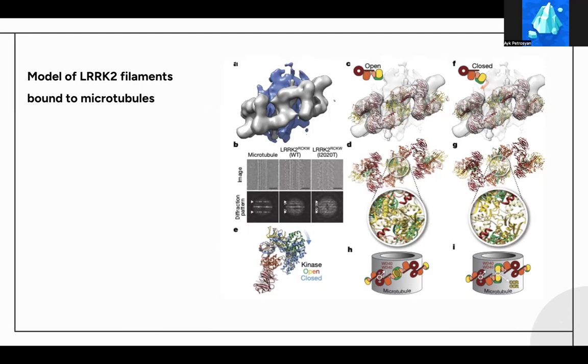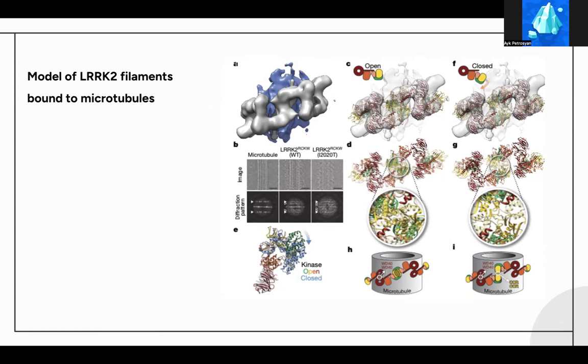Experimental cryo-EM images of purified microtubules incubated with wild-type or I2020T mutant LRRK2 RCKW showed that both proteins directly bind microtubules and form ordered filaments. The diffraction patterns indicated the I2020T mutants exhibited longer range order, consistent with increased filament stability observed in cellular contexts.